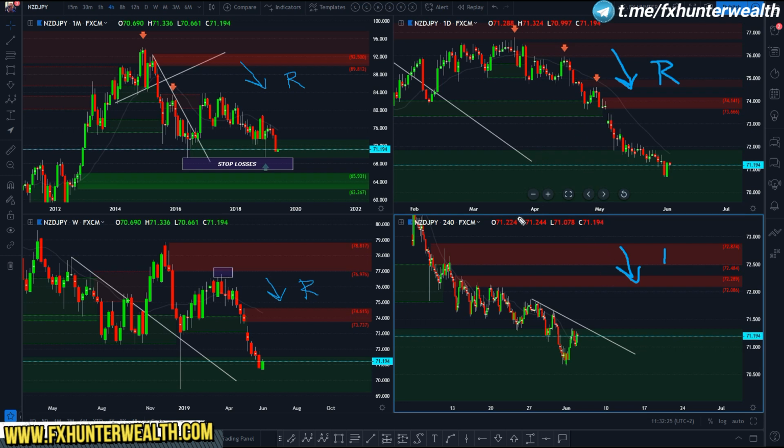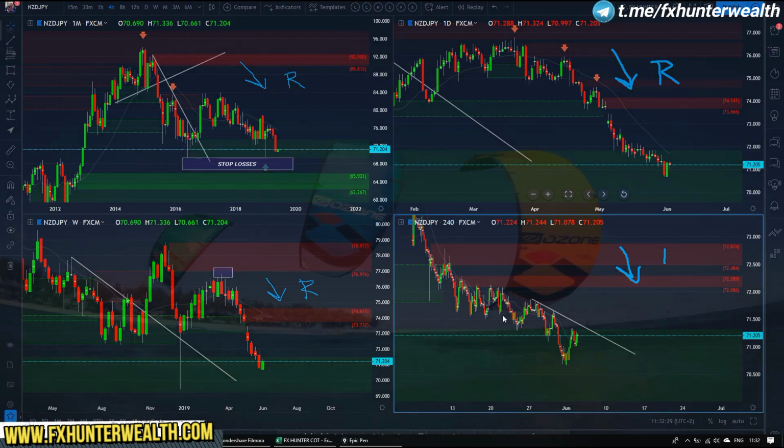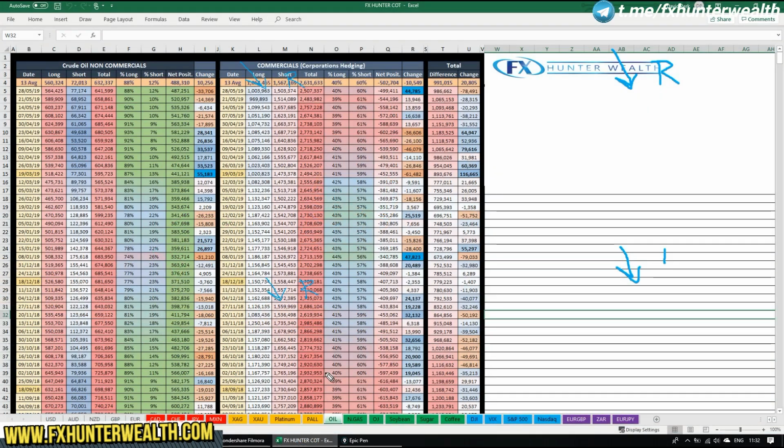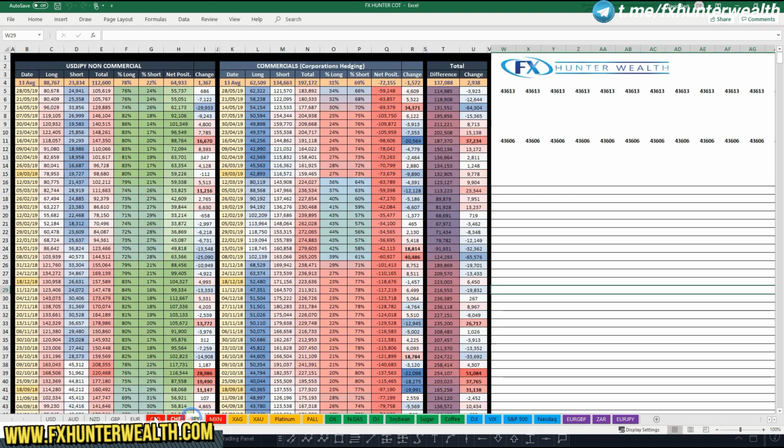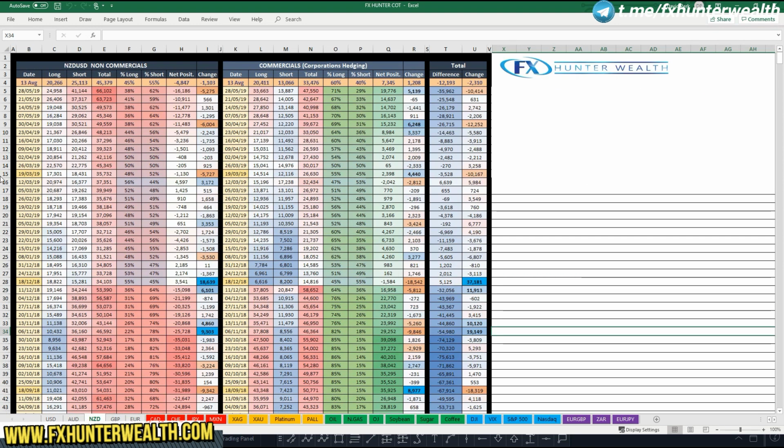However, right now we must consider a couple of things. For me, what is very important is to check what the banks are doing. So I'm going to my COT Excel sheet. What I'm going to look for is what's happening on the Kiwi and what's happening on the yen. If I'm looking at the Kiwi, I can see that the banks are, I will start with this percentage, 62% exposure to the shorts and 38% to the long side.